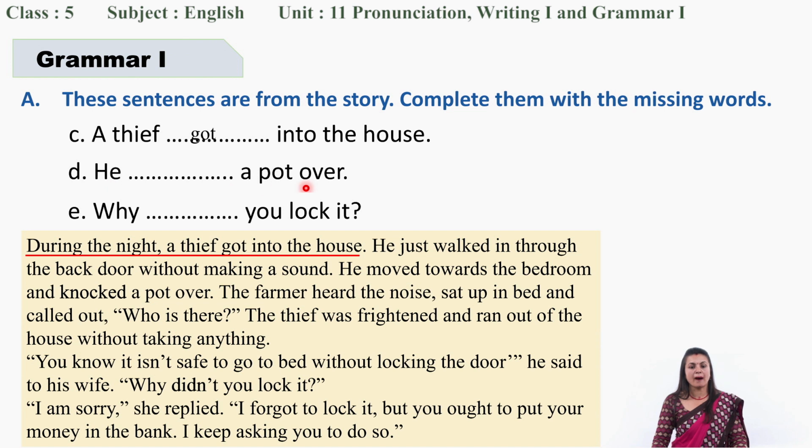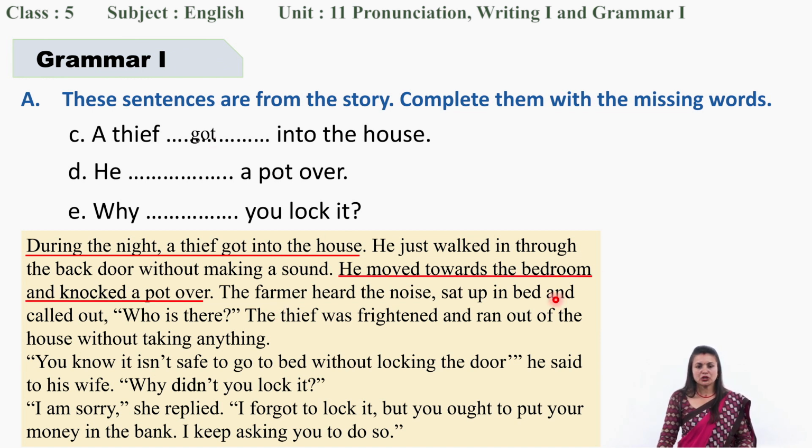Let's see another sentence now. He ... a pot over. Let's continue to read. Okay. Oh, you have found out. Where is it? And the third sentence. Okay, third sentence is here. Let's see. He moved towards the bedroom and knocked a pot over. So, which is the missing word? Yes, absolutely. Knocked. Okay.